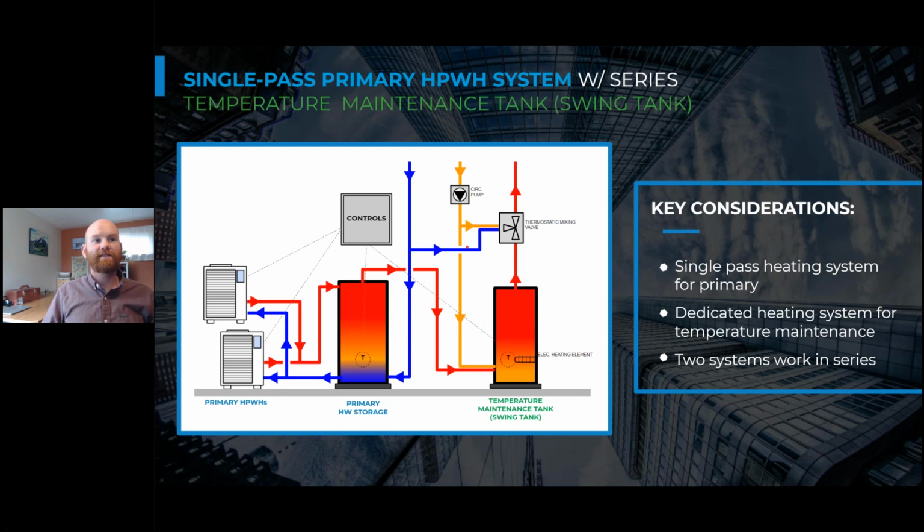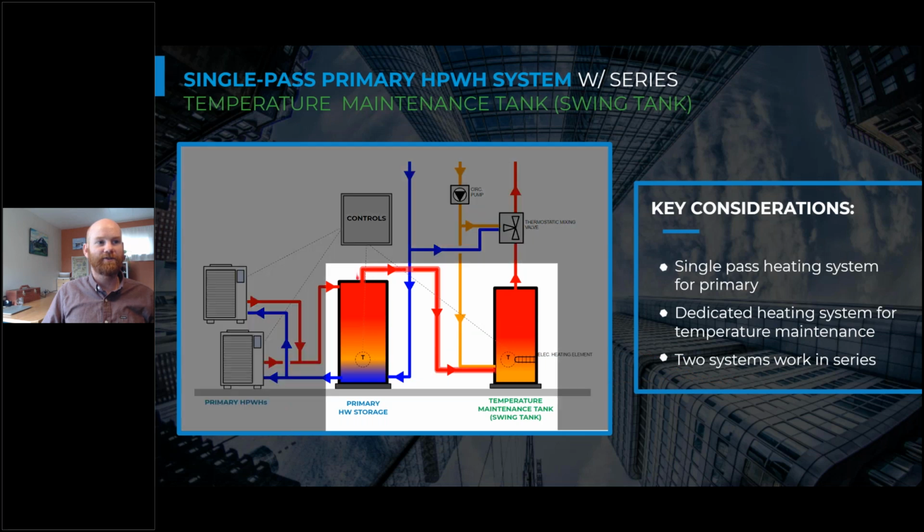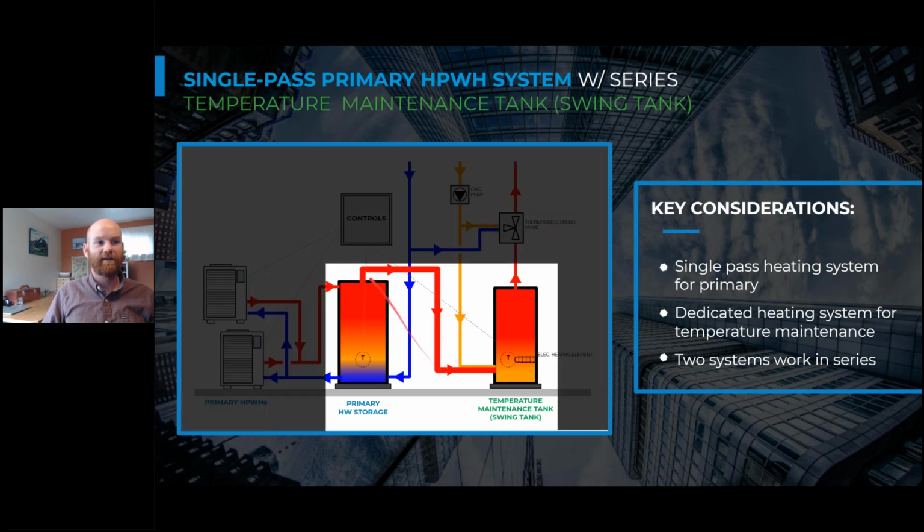So once again, in the series swing tank example, we can essentially draw a line down the center of the page and keep the cold water on one side and the hot or the return circulation water on the other. And so we have two dedicated systems. We have something that's addressing the temperature maintenance load, and we have something that's addressing the primary load. And these two systems work in series, as I'm showing here with this pipe connection from the top of our primary to the bottom of our temperature maintenance.